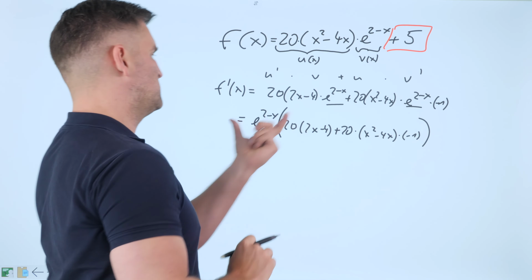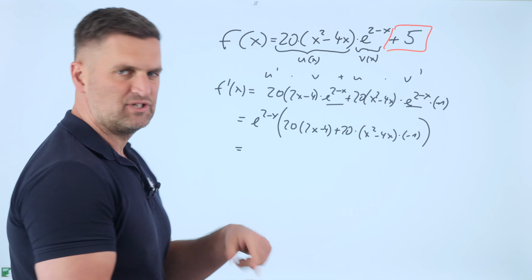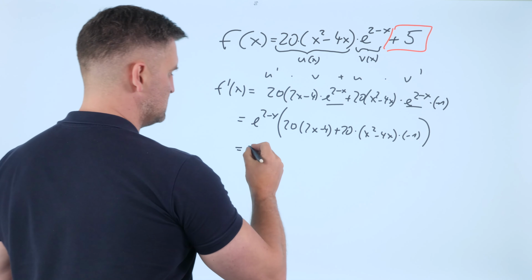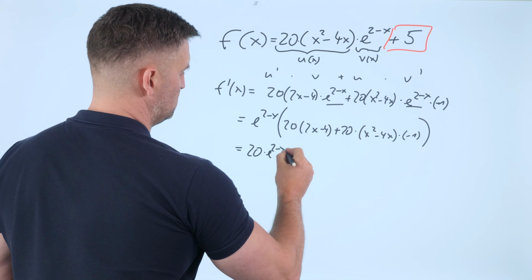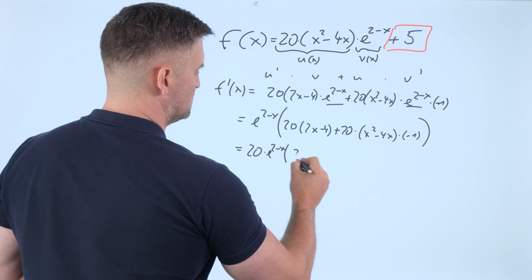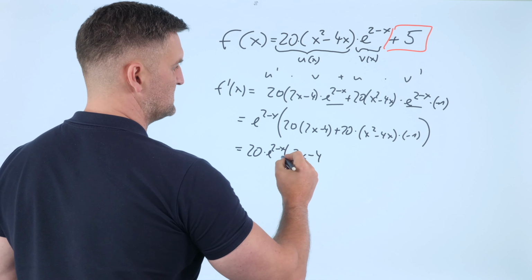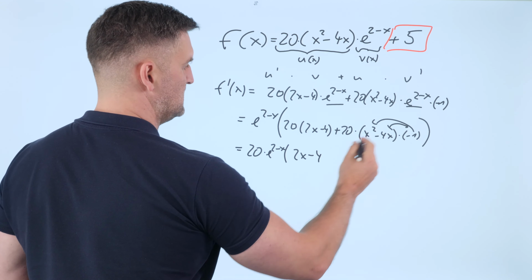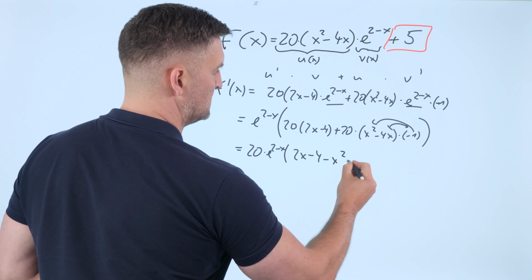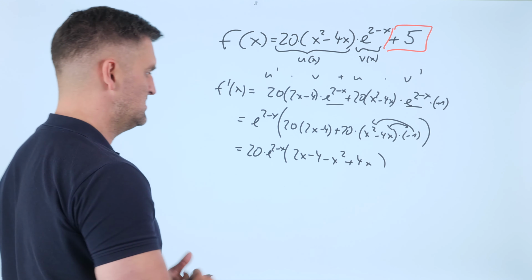You can also factor out the 20 now. You could have done that right away. You can also leave it in. I'll put it in front now. E to the power of 2 minus x, then what's left is 2x minus 4. I can leave out the parentheses now. Here, if you multiply the minus 1 into the parentheses, you get minus x squared plus 4x.